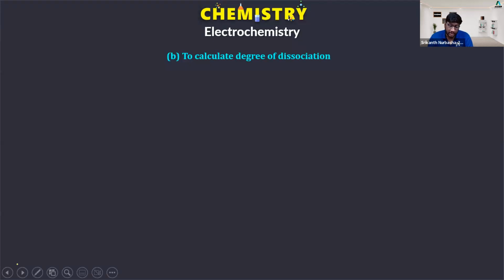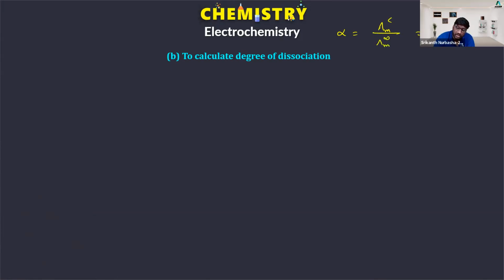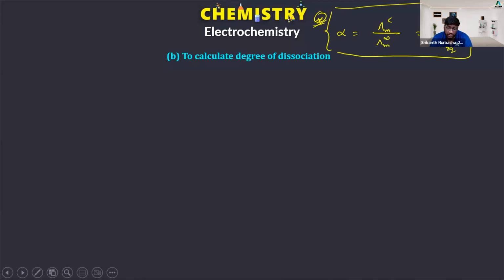Next one is to calculate the degree of dissociation. To calculate degree of dissociation, what was the formula you can use? Alpha is equal to molar conductance at any concentration by molar conductance at infinite dilution. That is also equal to equivalent conductance at any concentration by equivalent conductance at infinite dilution. So these are the formulae used to calculate the degree of dissociation alpha from your respective molar conductance at any concentration and molar conductance at infinite dilution.